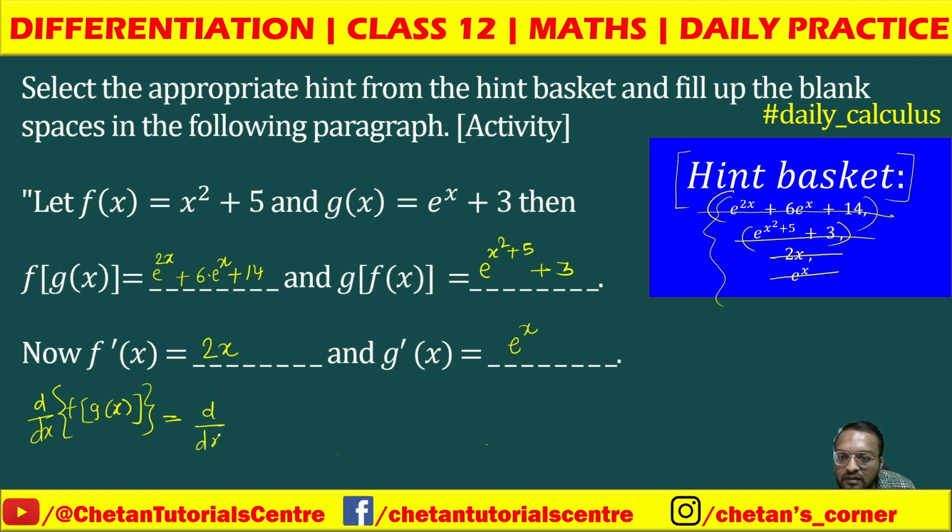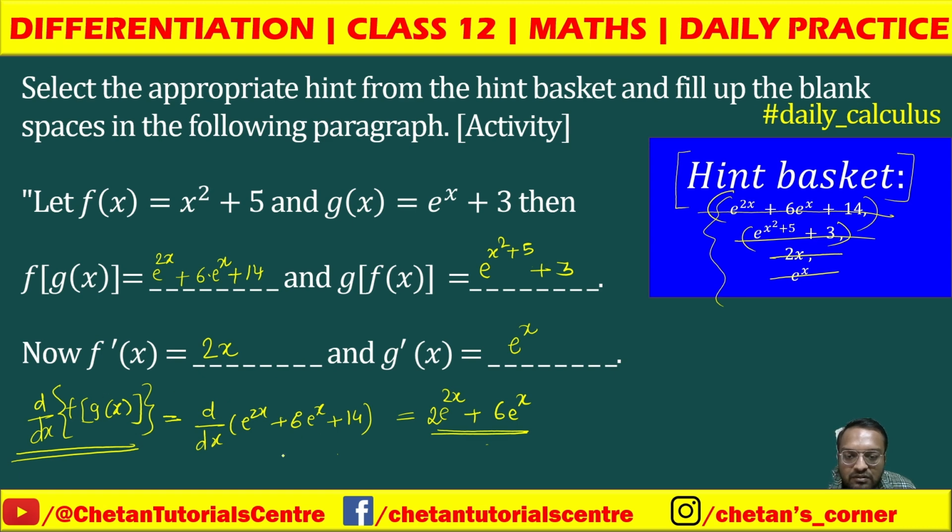derivative of e raised to 2x plus 6 e raised to x plus 14. This derivative will be e raised to 2x, multiplied by the derivative of 2x, which is 2, plus 6 into derivative of e raised to x, which will be e raised to x, and derivative of plus 14 will be 0. So this is the value of d by dx f of gx.